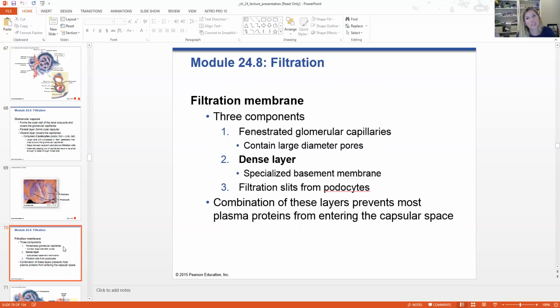So in order for stuff to get from the inside of our blood to the capsular space, it has to go through the fenestrations of our glomerular capillaries, and then through the basement membrane, and then through the filtration slits. Got it? So all of these layers are meant to prevent things that shouldn't be leaving the blood, like plasma proteins, into that capsular space.